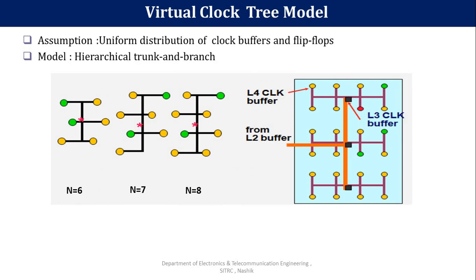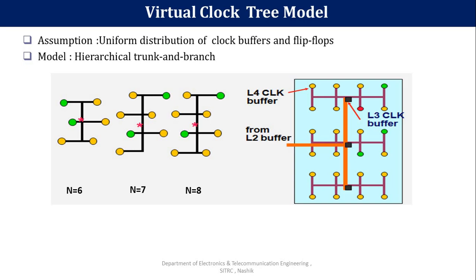Then the virtual clock tree model. In the virtual clock tree model there are a number of branches, with uniform distribution of clock buffers and flip-flops. Means here the clock is uniformly distributed to the different buffers and flip-flops. Here is the hierarchical trunk and branch model. Depending on the first example, 7 components are present, n equal to 6, then n equal to 7 and n equal to 8.